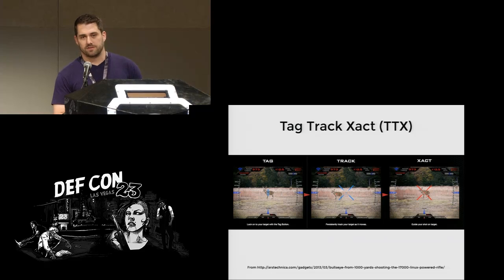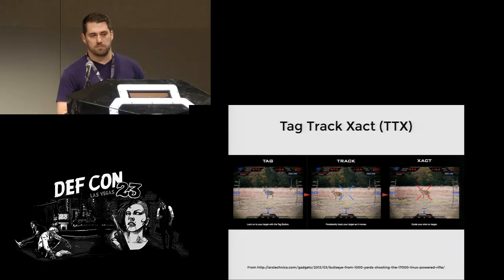So you can push a button and kick the scope into advanced mode. And in advanced mode, you have what they call tag track exact. So the first frame here, you're lining up to your target. You push a small button in front of the trigger, and it tags that target. The scope then calculates the ballistics to hit the target where you've tagged it, and the crosshairs will move accordingly.